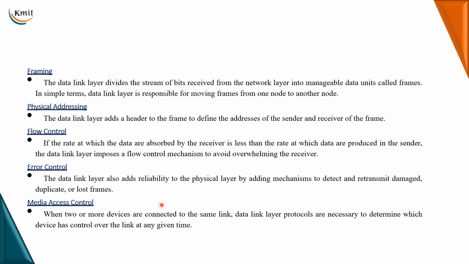What is media access control? Now, we have a medium available for access by different devices. If we have a single medium connecting many devices, which device uses the medium or the link for data transmission has to be decided, and that is done by media access control, which is one of the responsibilities of data link layer. Now, in this video, we are going to learn about the different framing techniques.